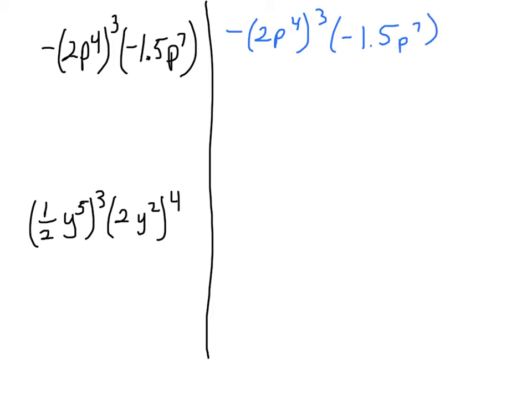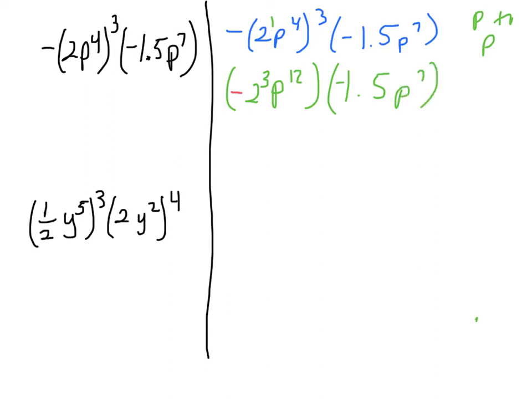Okay, so I'm going to go ahead and do this one. So this is a power to a power to start with. And so I need to come in here and put in my exponent there. Now this negative is outside, therefore it's not being affected by that exponent. So that means I'm just going to leave it out there. So I have negative, and then 2 cubed p to the 12th. And then this is being multiplied by negative 1.5 p to the 7th.